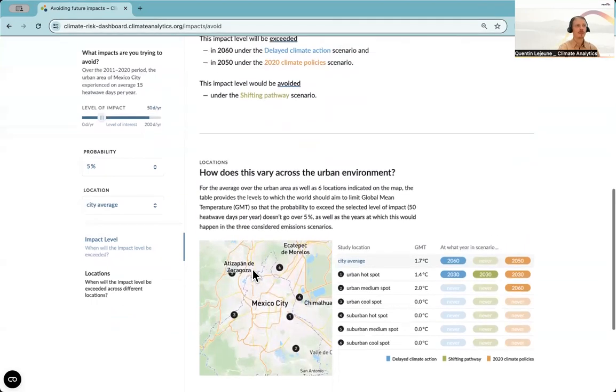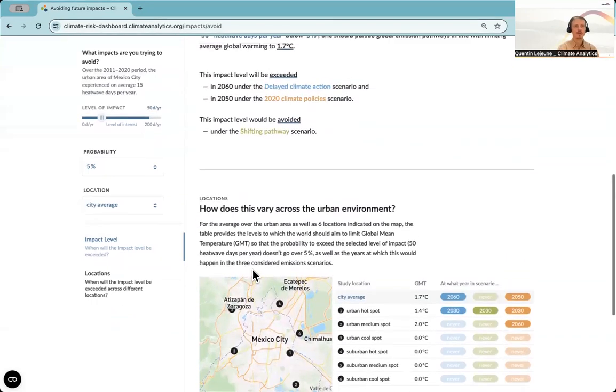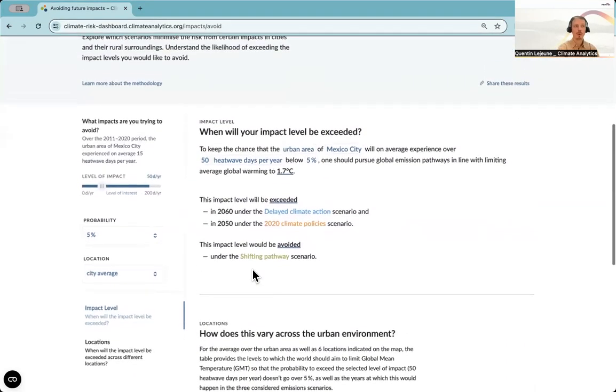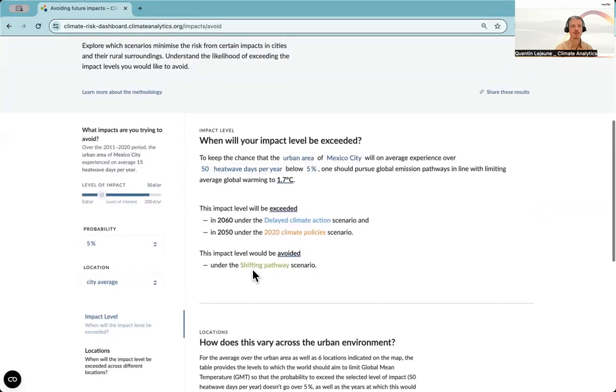By offering to start from local impacts and linking to metrics of global climate action, such as global warming levels or global emission scenarios, we're hoping that this user mode will be of particular interest to stakeholders focusing on urban climate adaptation, such as urban planners and policymakers at the city level.